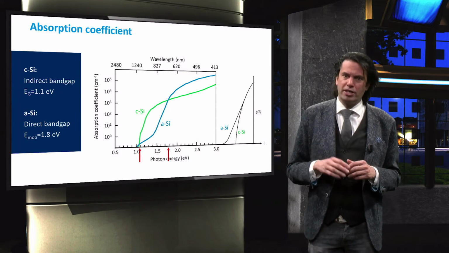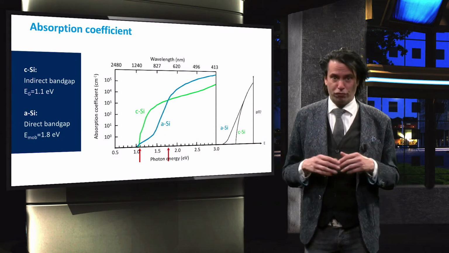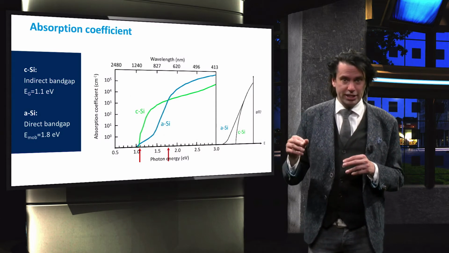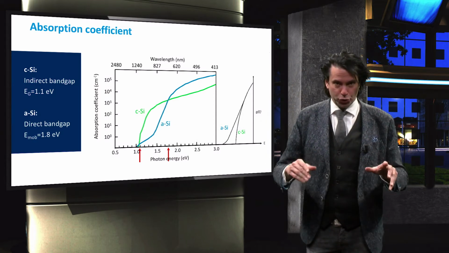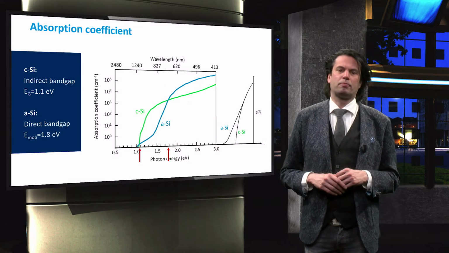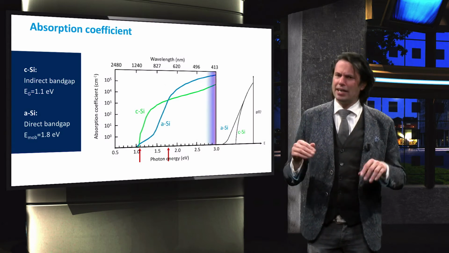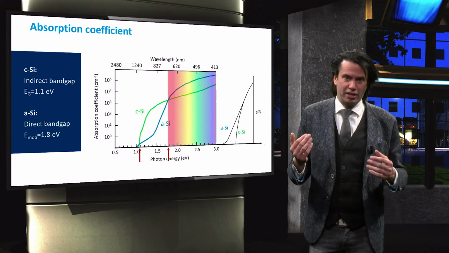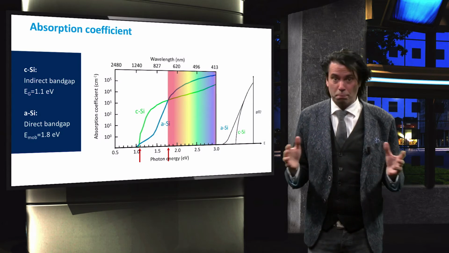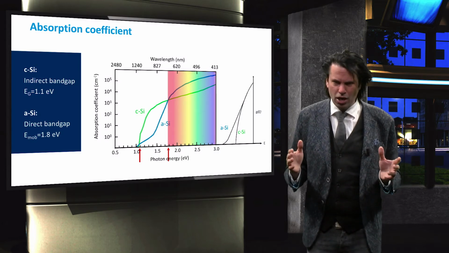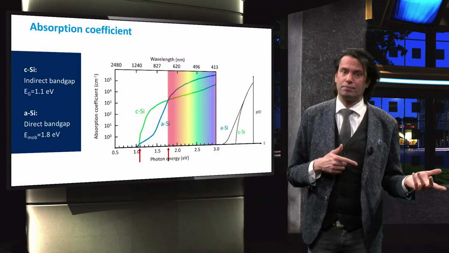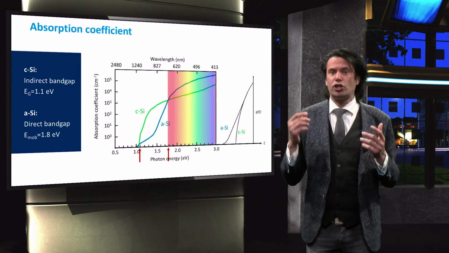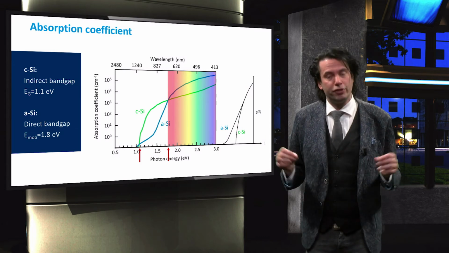Starting from 1.8 electron volts, the absorption coefficient of amorphous silicon becomes at least an order of magnitude larger than that of crystalline silicon due to the direct band gap. This means that in the visible and ultraviolet part of the spectrum, which are the parts with the highest photon energy, amorphous silicon is much more absorbing than crystalline silicon. This makes it such an interesting material for thin film solar cells.